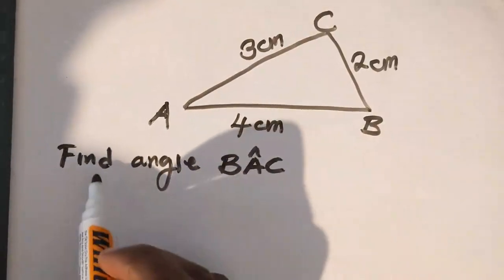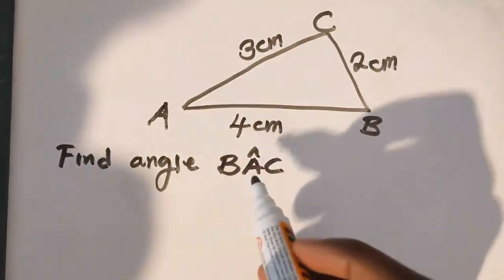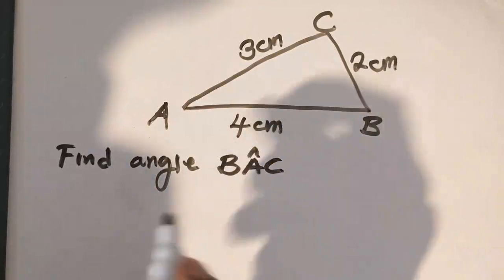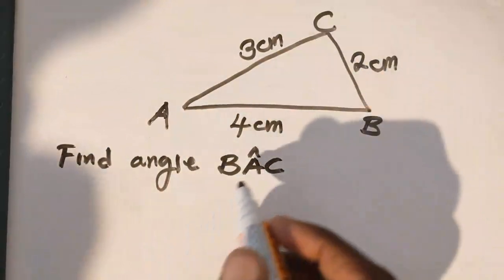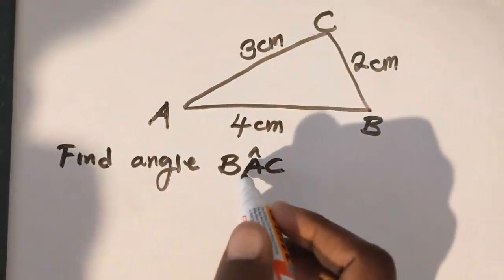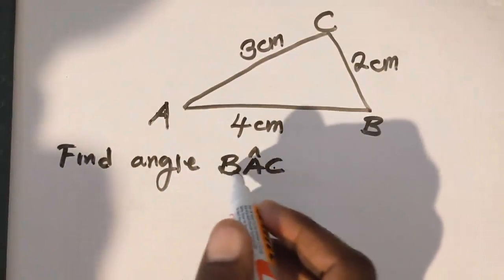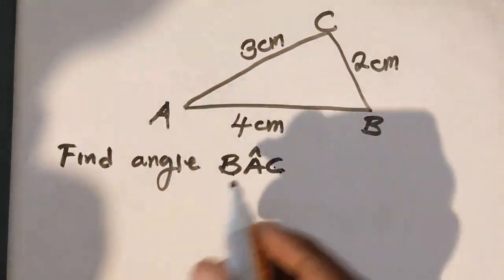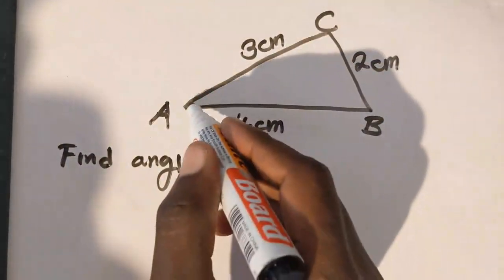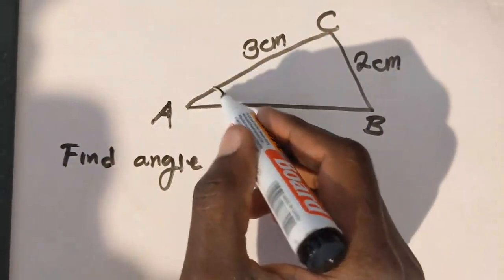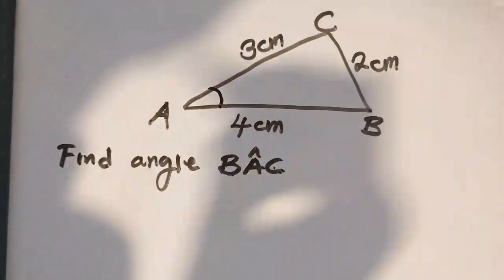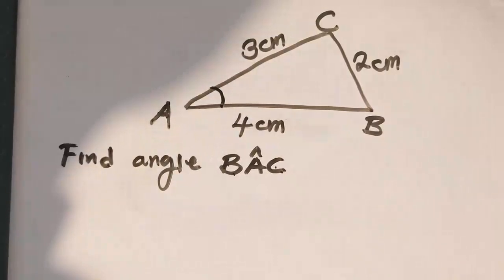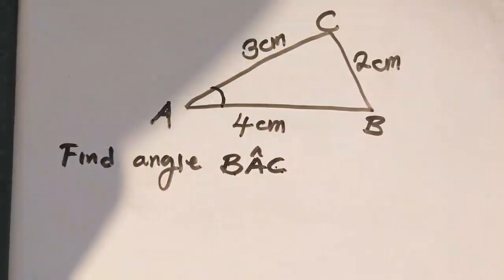So you are given to find angle BAC. What angle are they talking about? They are talking about the angle here, which is between these two letters, at A. This is angle A, the angle that you are told to find. So how do you find that angle?